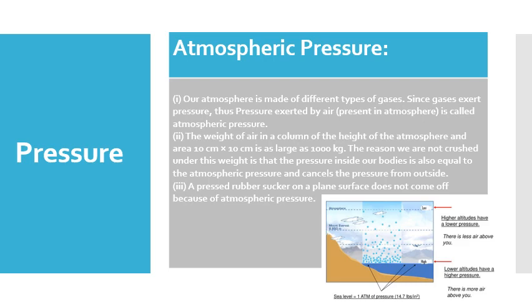Now you can see the figure. At higher altitude, the atmospheric pressure is less, and at lower altitude, the atmospheric pressure is high, which means that there is less air at higher altitude and more air at lower altitude.